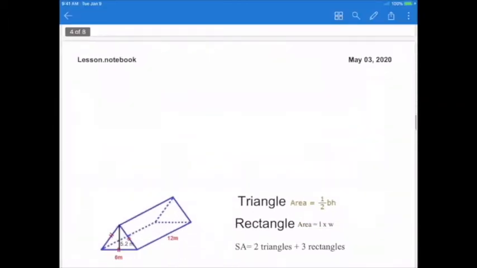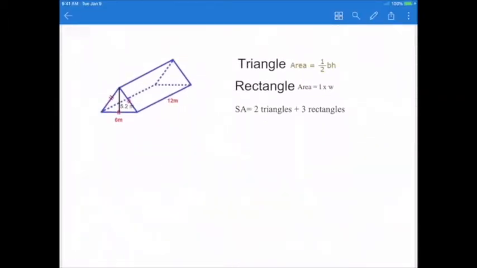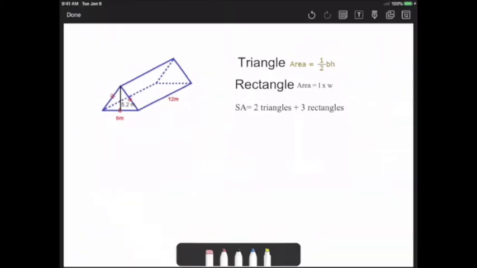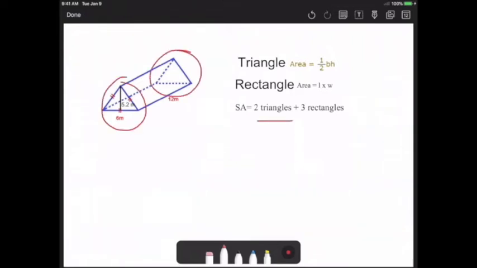Okay, so next, let's go over the surface area for it. The area of a triangle is 1/2 times the base times the height. A rectangle is length times width. So what we're going to be doing is figuring out the area for two triangles, and the reason why there's two is because there's two bases, 1, 2. And then we're going to add in the three rectangles. There's going to be three rectangles because there's a triangle here, so that means that there's three rectangles connected.